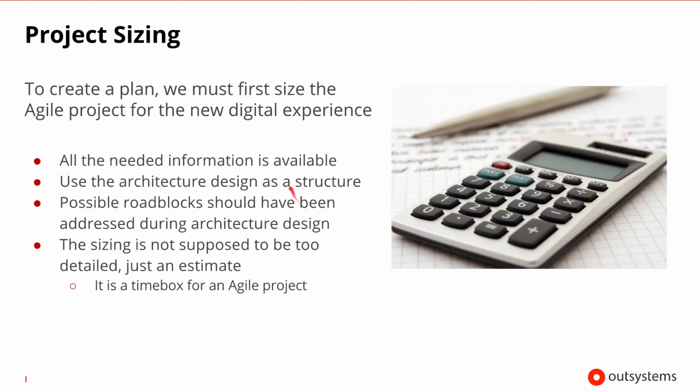To create a plan, we must first size the Agile project for this new digital experience. By now, all the information we need is available. We can use the architecture design as a structure for sizing. We should have foreseen any roadblocks, and they should have been addressed during the architecture design. And remember, the sizing doesn't need to be too detailed. At this point, it's just an estimate. We're really creating a time box for an Agile project.